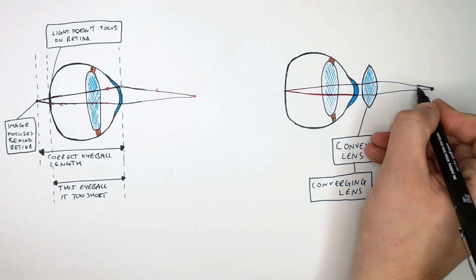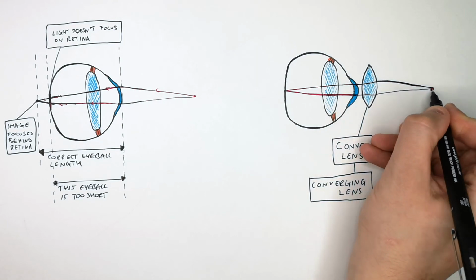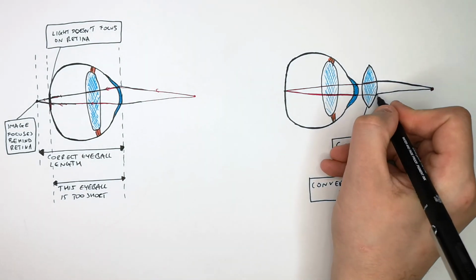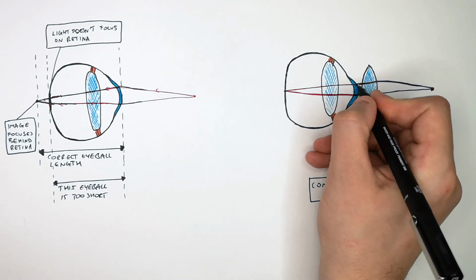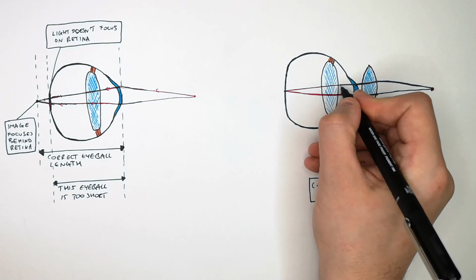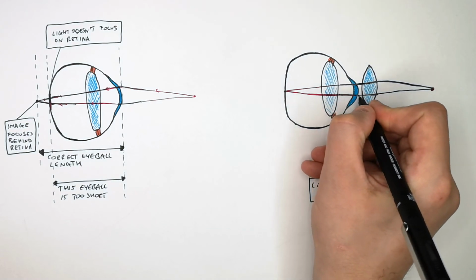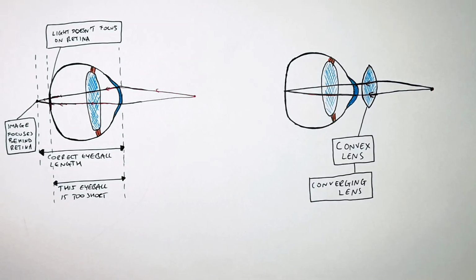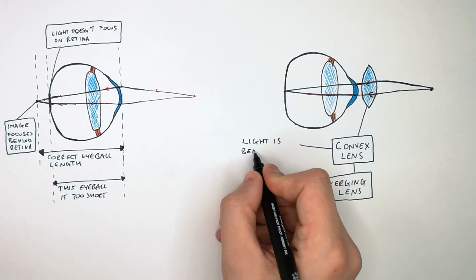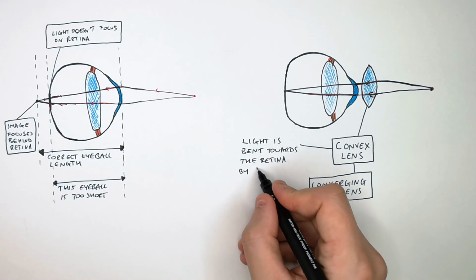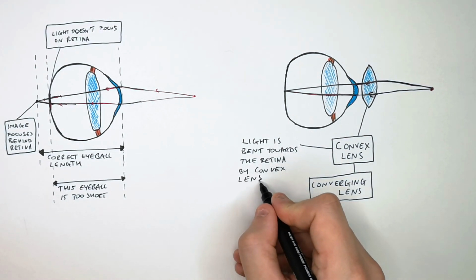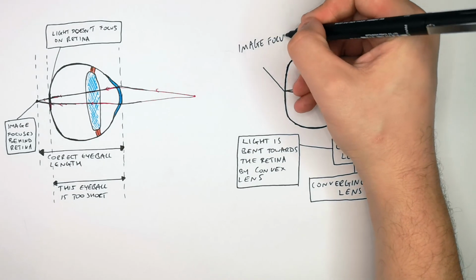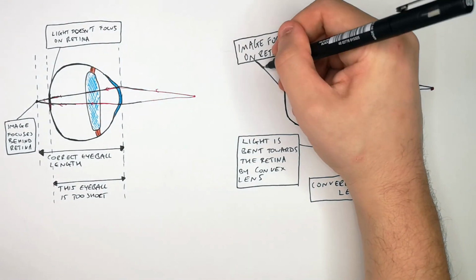A convex lens is going to bend the light towards the cornea. This light is then focused by the lens and then focused onto the retina. So a convex lens is going to refract light towards the retina. Therefore, the image is then focused onto the retina.